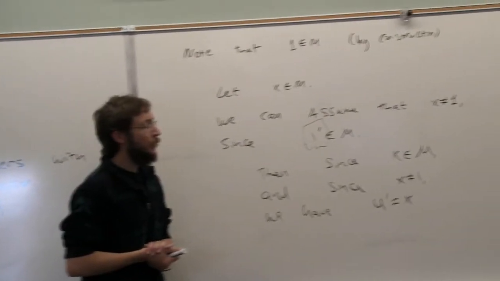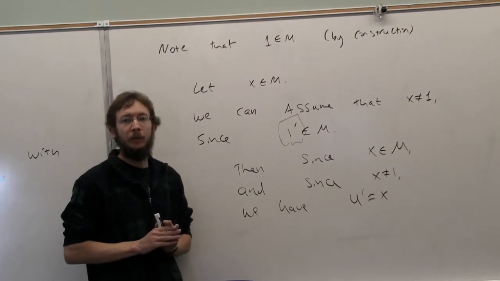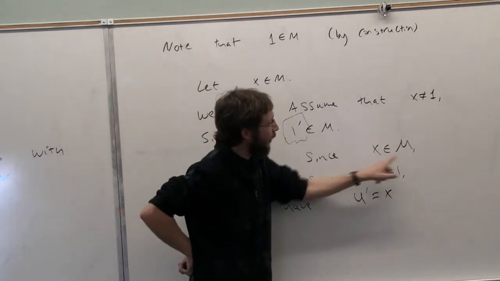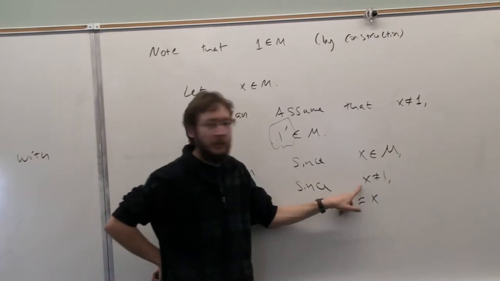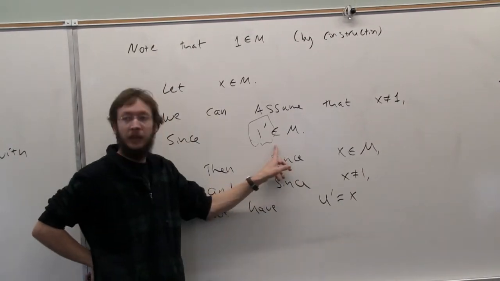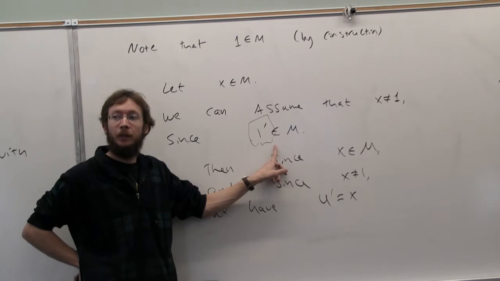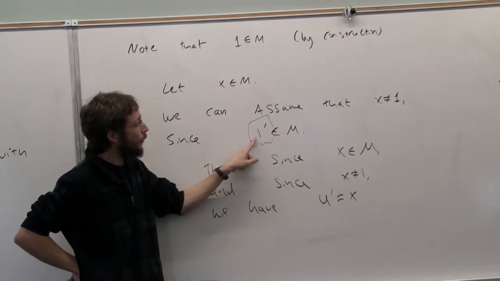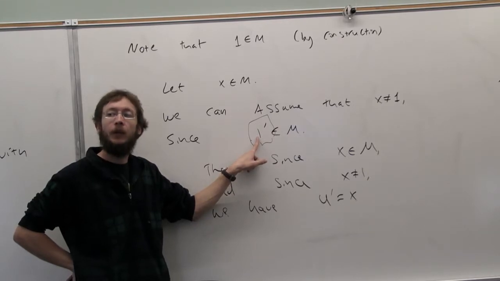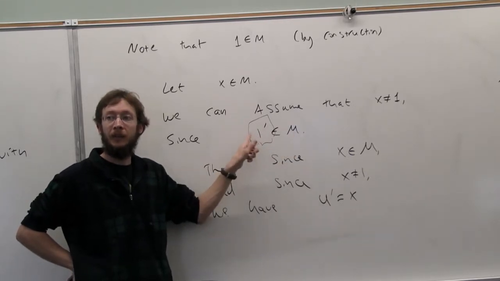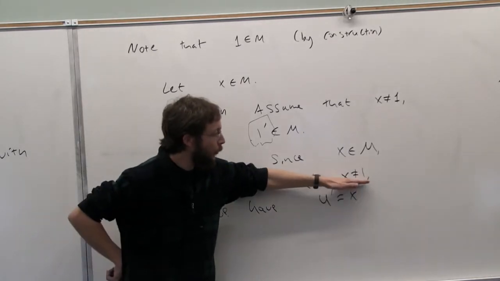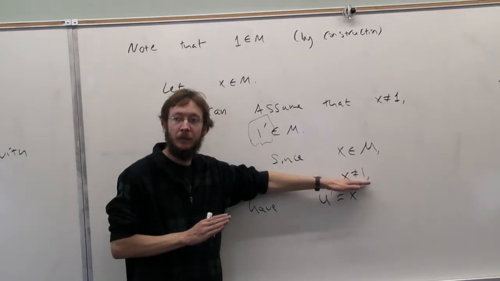For the purposes of this proof, though, we don't really care about 1. We care about all the other numbers. So we're going to pick up a number in M, and we want to make sure that we didn't pick up 1. The question is, how do we know that we can even do that? Because 1 successor is an element of M, since it has a predecessor of 1. So we know that in M there is something different from 1 that we can pick up.